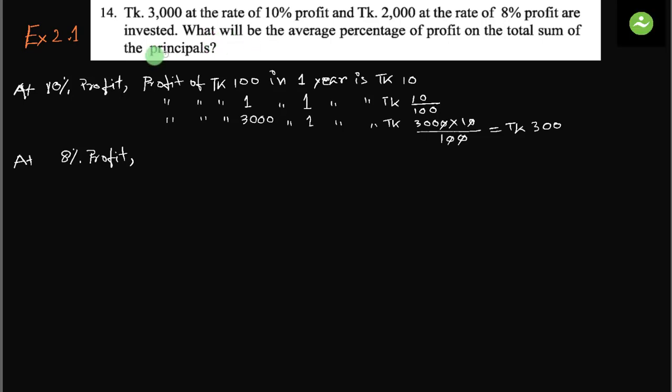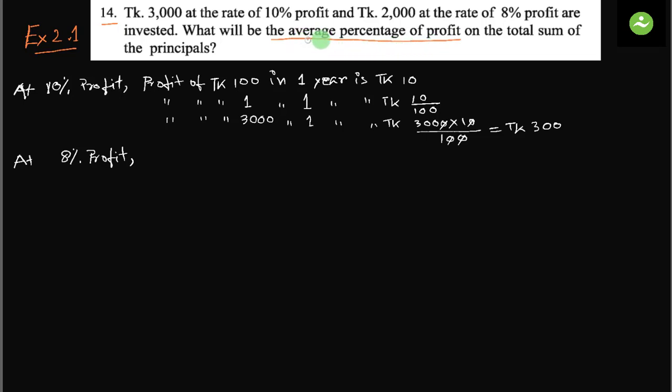Class 8 English version, Math exercise 2.1, Math number 14. Taka 3000 at the rate of 10% profit and Taka 2000 at the rate of 8% profit are invested. What will be the average percentage of profit on the total sum of the principals? We have to find out the average percentage of profit.